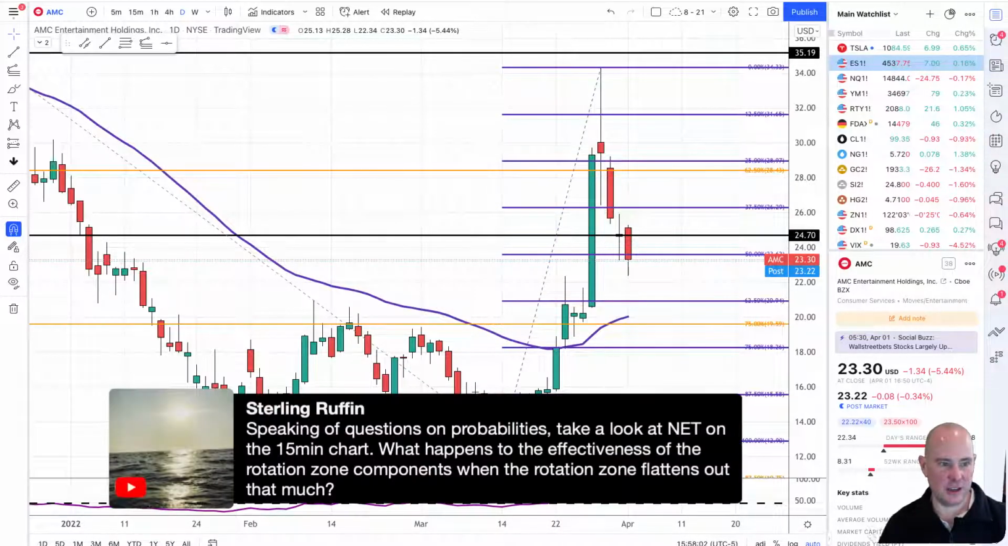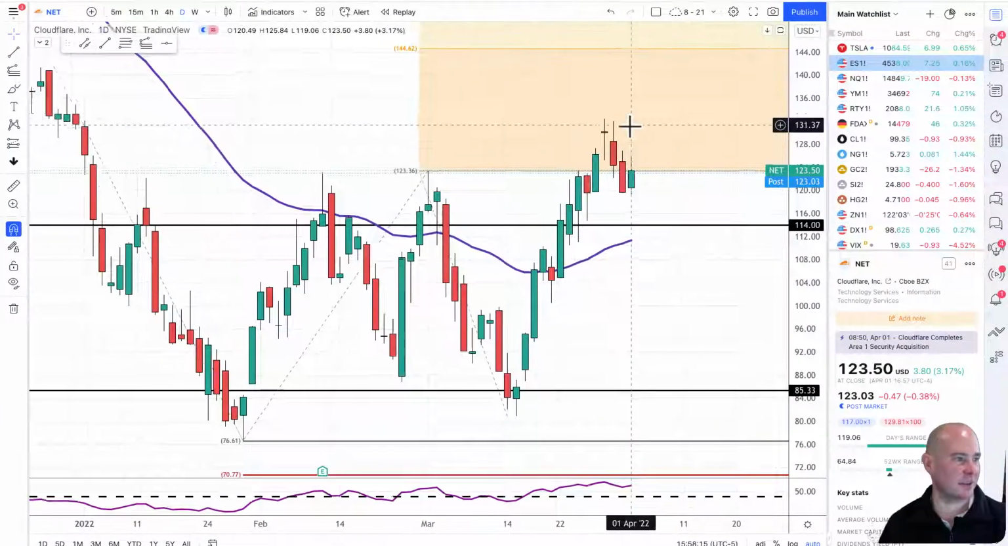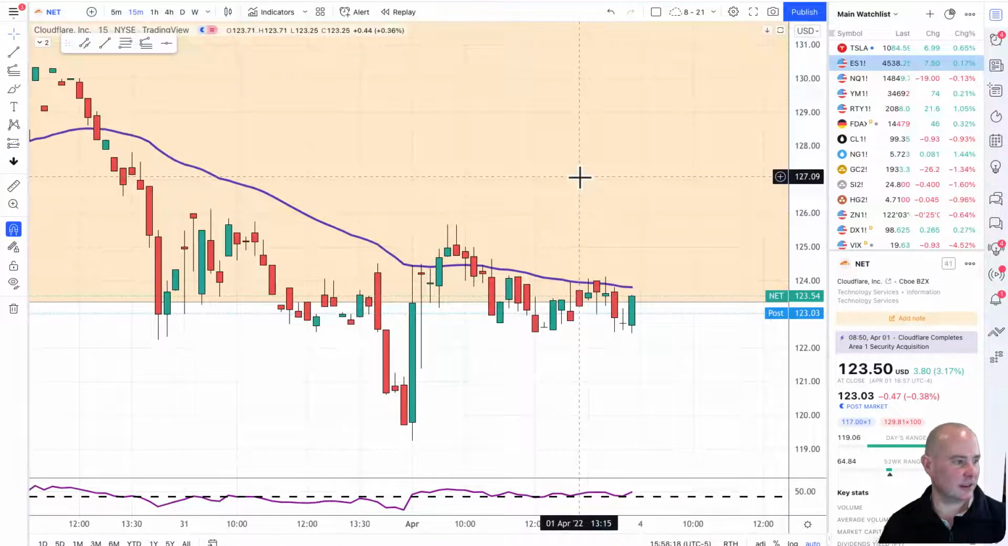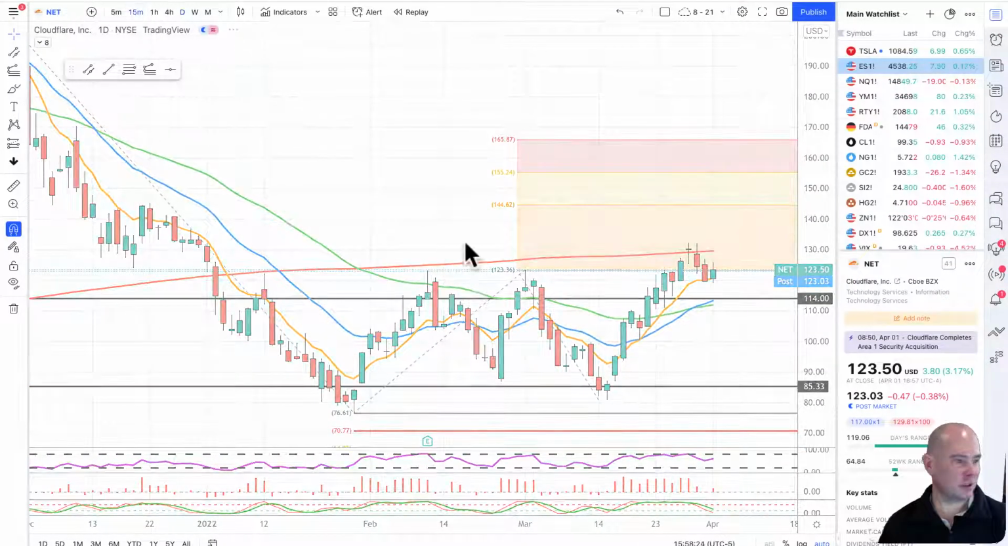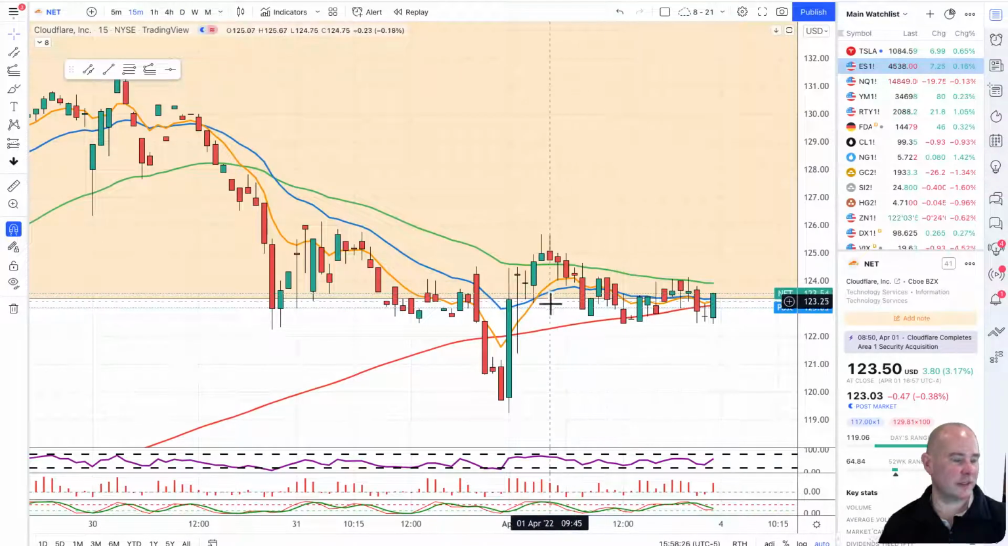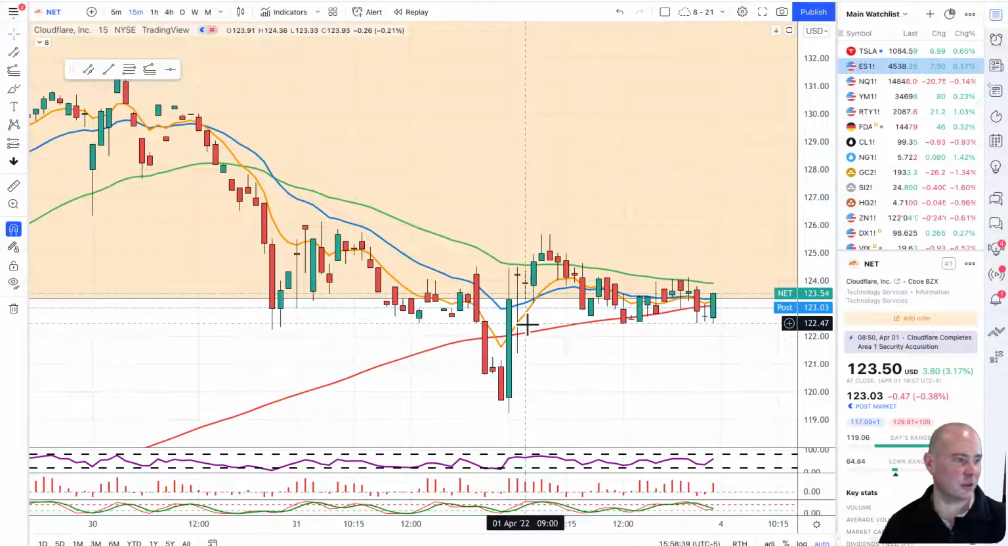Let's see. Speaking of questions on probability, take a look at net on the 15-minute chart. What happens to the effectiveness of the rotation zone components when the rotation zone flattens out that much? And I'm only looking at this for the purpose of an example, not to do analysis. Sorry, I switched the wrong chart. This is what I've talked about before. When the rotation zone flattens out, it means it's in consolidation. I cease to use it. It's no longer, is it rotating? Not really. It's in consolidation. What are you going to watch for?